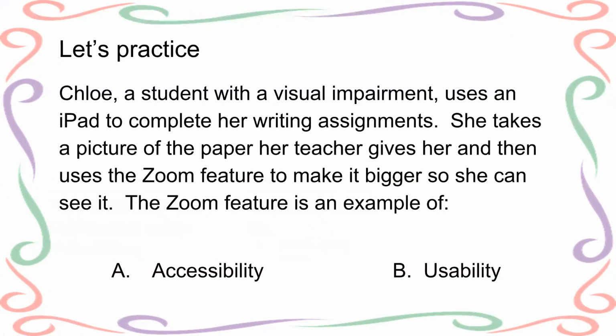So we're going to take a minute and practice identifying the difference between accessibility and usability in some scenarios. The first one is about Chloe. She is a student with a visual impairment. She uses an iPad to complete her writing assignments. She takes a picture of the paper her teacher gives her and then uses the zoom feature to make it bigger so she can see it. In this example, the zoom feature is an example of which? Accessibility or usability?